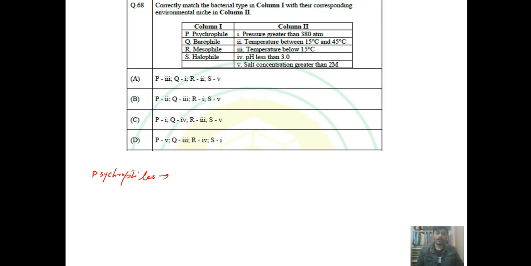psychrophiles, they are cold living bacteria or microorganisms. They are cold living microorganisms that live in freezing to cold temperature, and generally below 15 degrees centigrade.